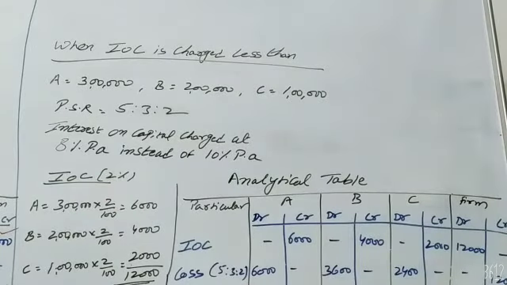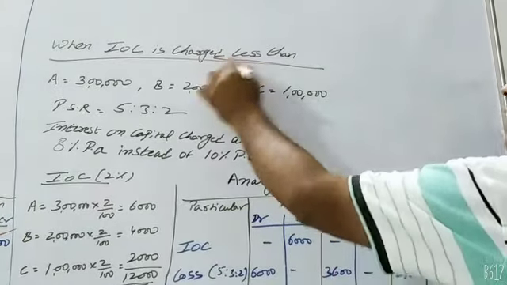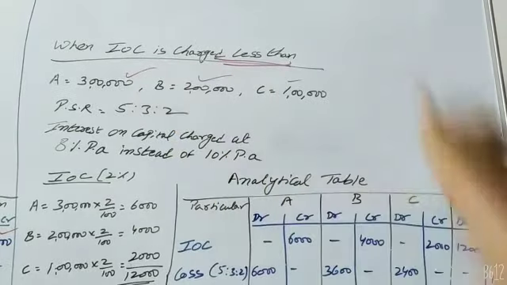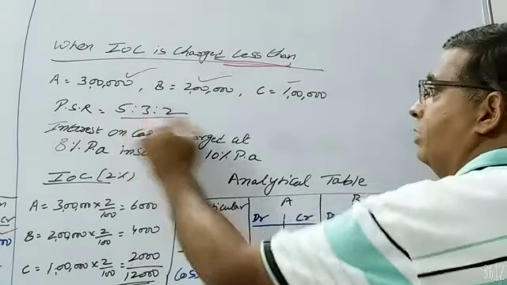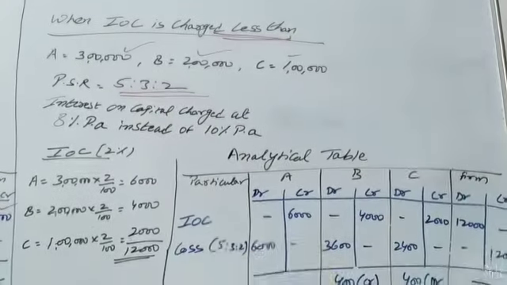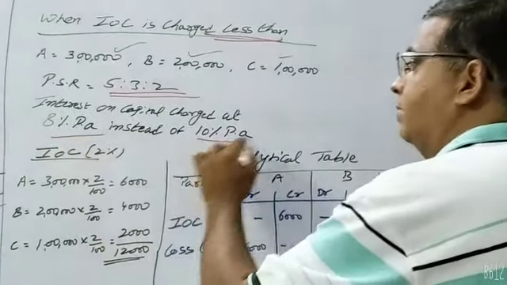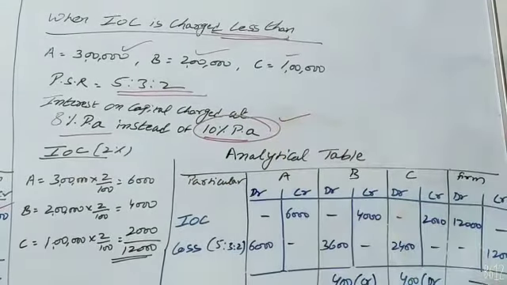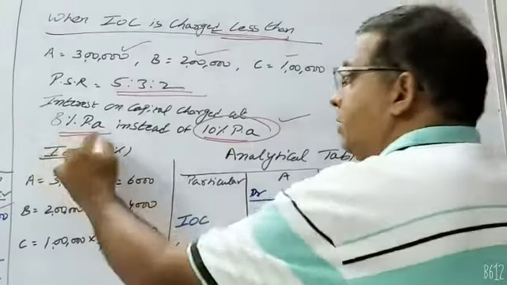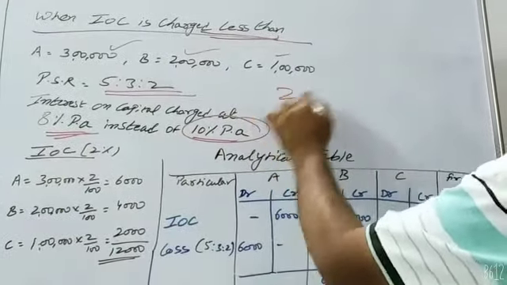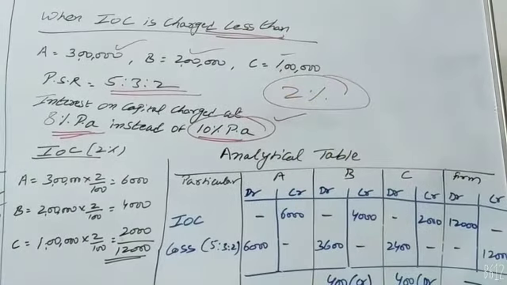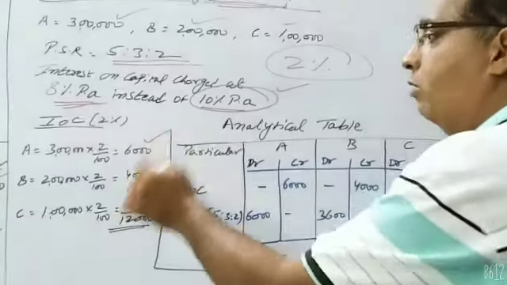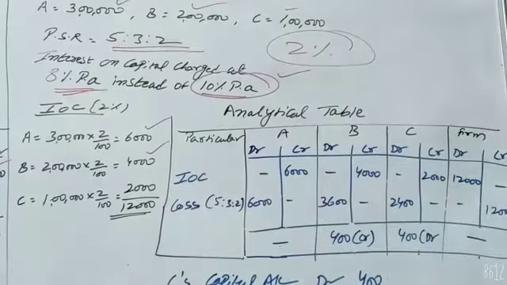Now let's take another case where we have charged interest on capital less. The example is the same, that is A, B, C partners, capital remains the same, 3 lakh, 2 lakh and 1 lakh. Here the profit sharing ratio is 5:3:2 and interest on capital is charged at 8% instead of 10%. So here the mistake is that we had to charge interest on capital at 10%, but by mistake we have only charged 8%. So 2% less interest on capital has been charged. So here also we will be calculating 2% interest on capital. For A, 2% comes to 6,000, B comes to 4,000 and C comes to 2,000.